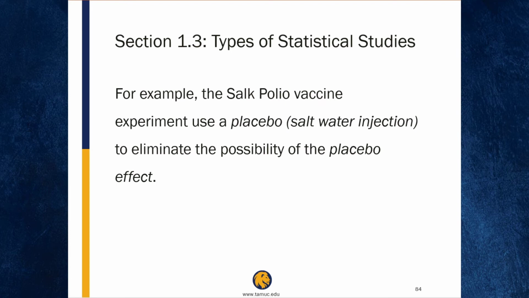So, for example, in the Salk polio vaccine experiment, the use of a placebo, the saltwater injection, was used to eliminate the possibility of the placebo effect. Eliminate the possibility that just because people thought they were receiving something, they acted differently in some way that could influence the results.